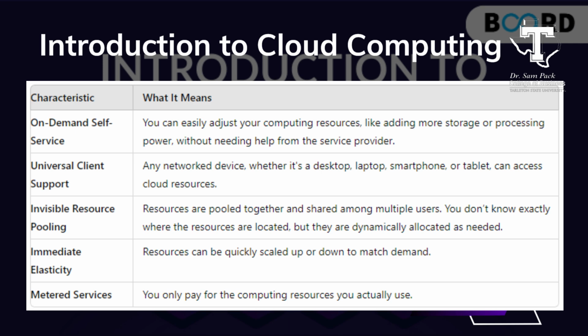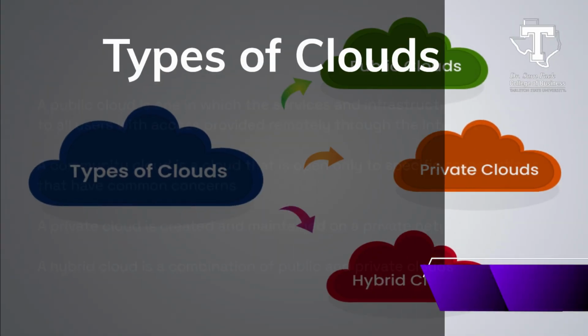Invisible resource pooling lets cloud providers pool together physical and virtual resources to serve multiple users. The location and management of these resources are handled by the provider, giving users minimal control over the physical aspects. Cloud also provides immediate elasticity, where resources can be quickly scaled up or down to match demand. This means you can handle increased workloads efficiently without over-provisioning. Metered services require users to pay based on the amount of resources they use. This pay-as-you-go model ensures you only incur costs for what you actually consume.